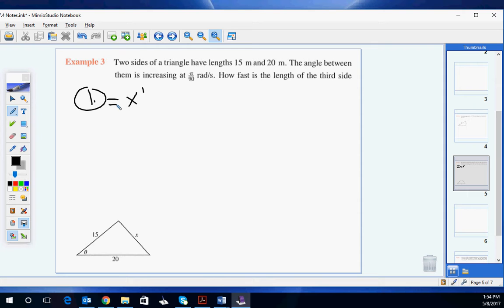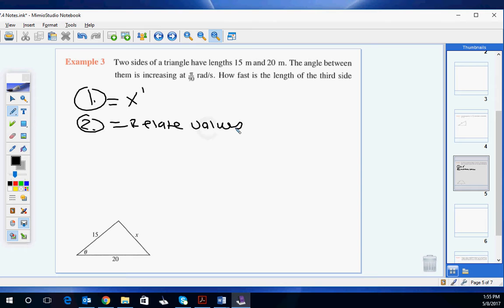So if I want to solve for X prime, then what do I need to do? Okay, you're on the right track. It's not Pythagorean theorem, it's not a right triangle. But just think bigger picture. I need to relate something, right? I need to relate my sides and my x. So relate values is what you want to do.